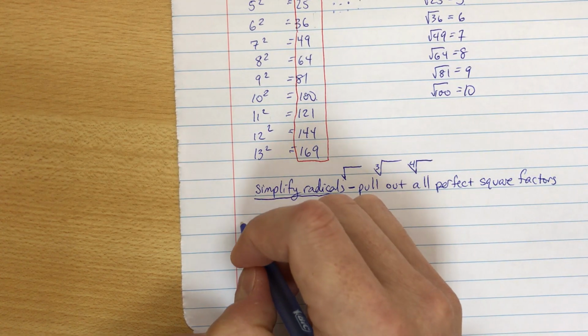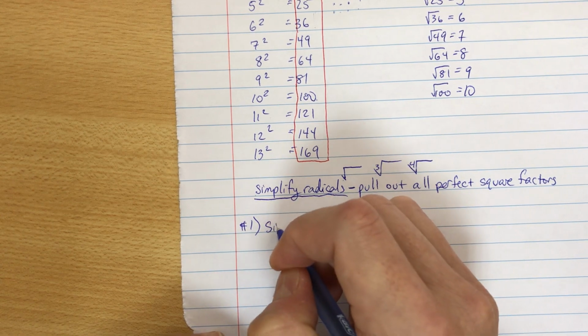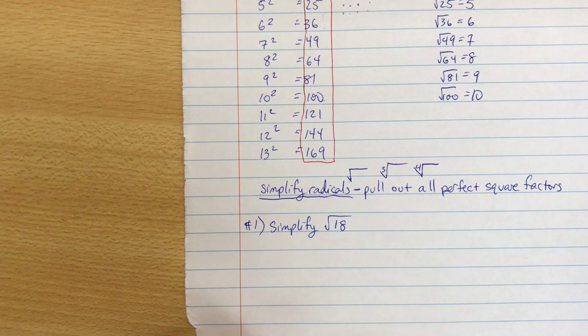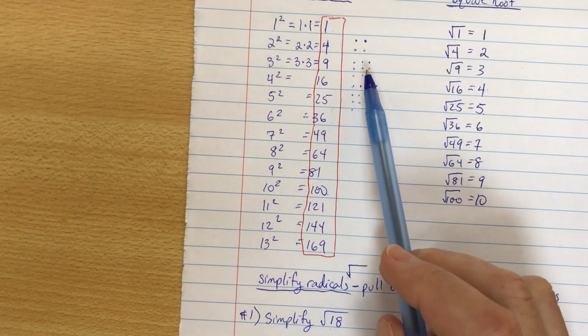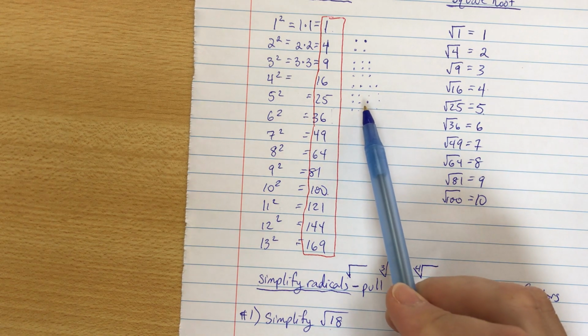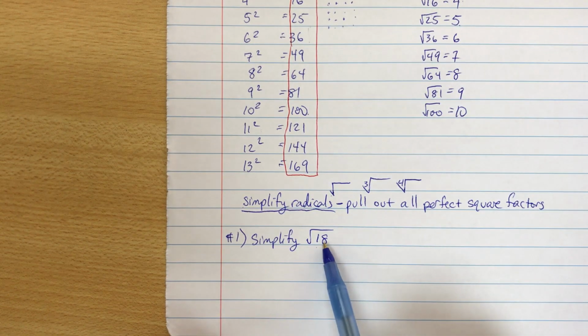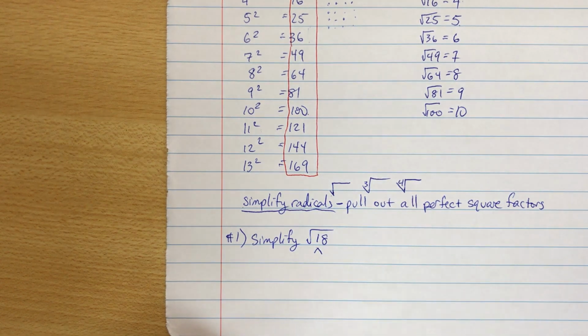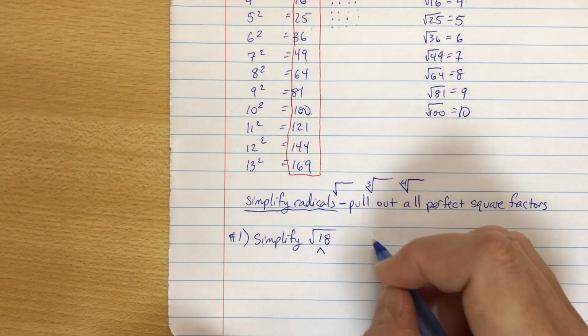If we want to simplify, here's number 1, simplify the square root of 18. Now that is not perfect. I cannot draw a square with 18 dots. I can make a rectangle, but there is no number times itself that gives me 18. However, what I'm going to do is break this down into what I call a factor tree.